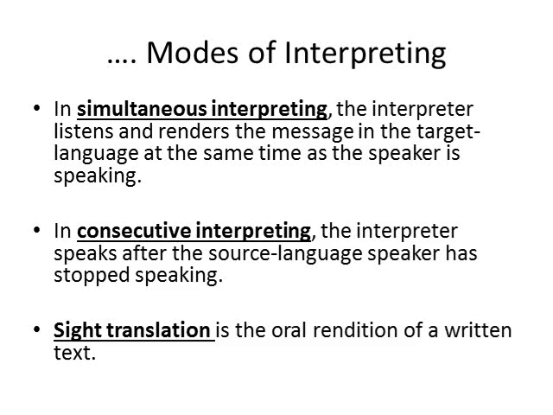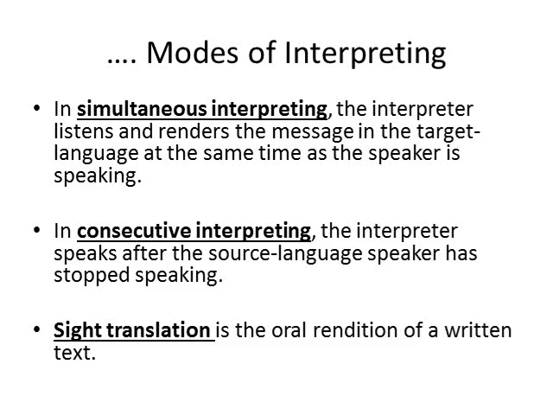Next is the third type, the third mode of interpreting, which is sight translation. So here, the oral rendition of a written text is involved in sight translation. So what does it mean? I mean, you do not hear, like you hear in simultaneous interpreting or consecutive interpreting, where you just see the text in written form and then you translate it orally, not in written form.